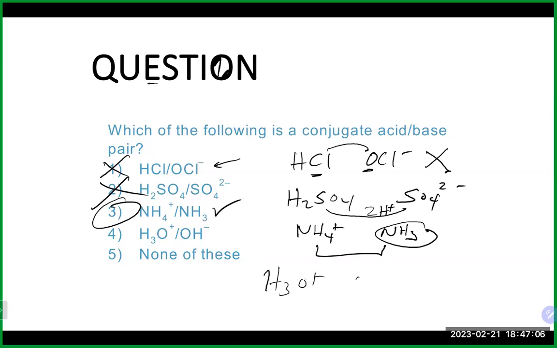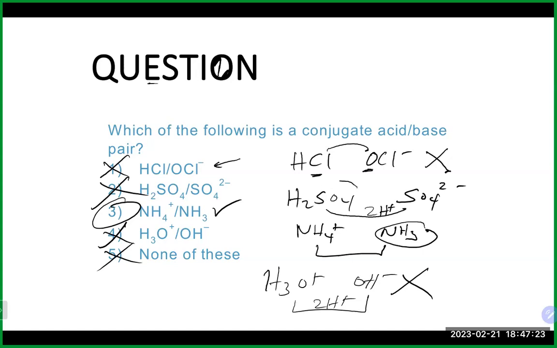H3O plus and OH minus. They are not. Again, the difference here is 2 H pluses, so that is too many. And then clearly none would be wrong in this case. Any questions on that there?